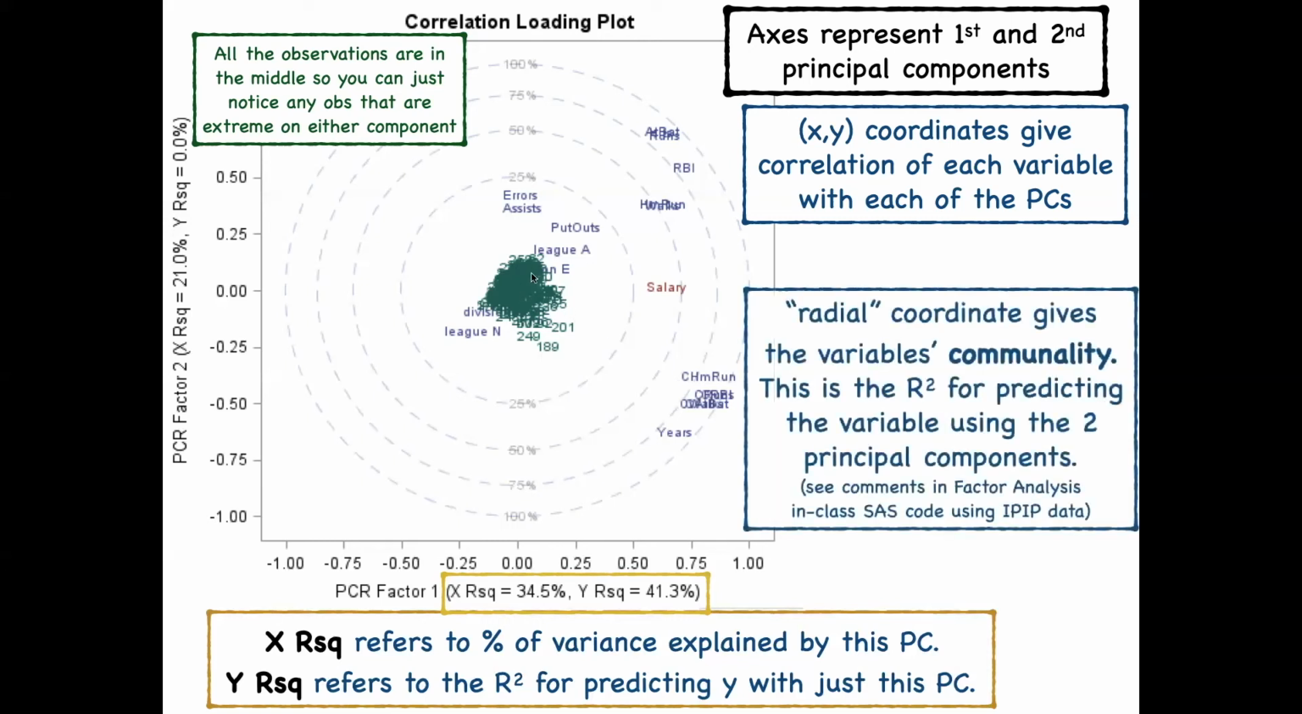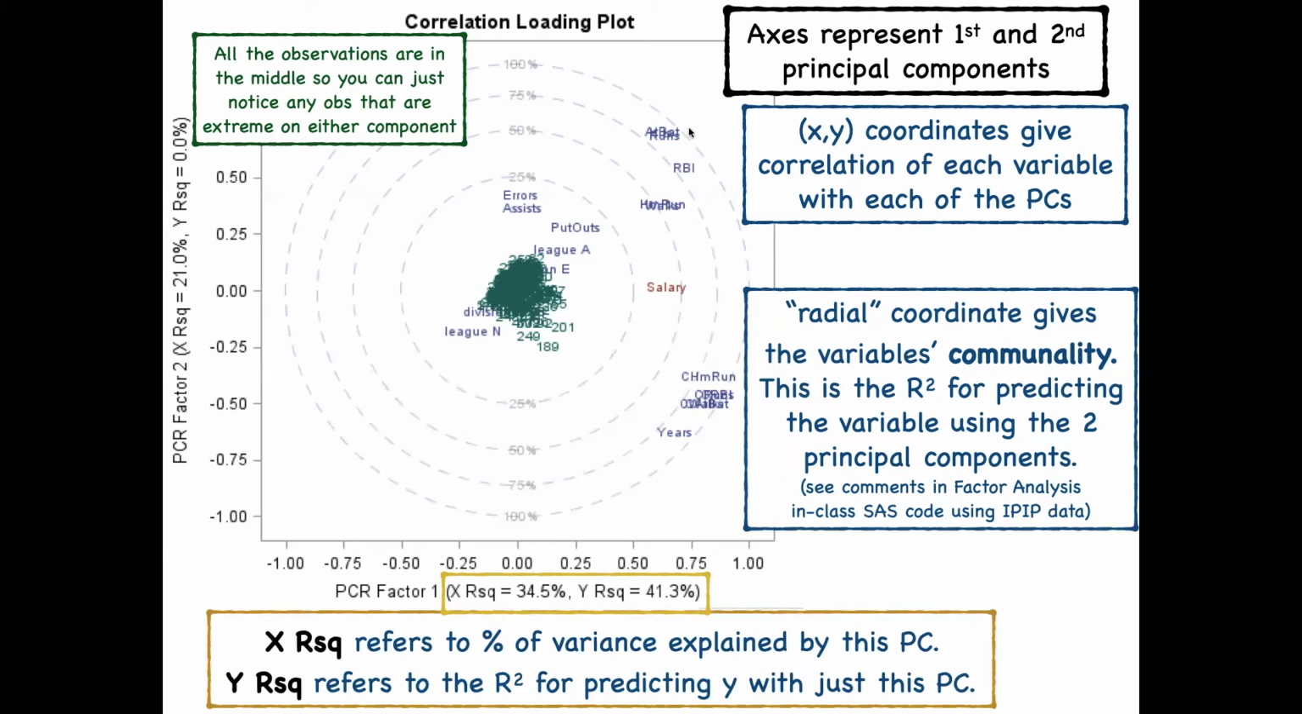The radial coordinate here tells us the variable's communality. This is the R squared for predicting the variable using the 2 principal components. So the farther away each of these variables is from the center, the more it's represented on the first and second principal component.